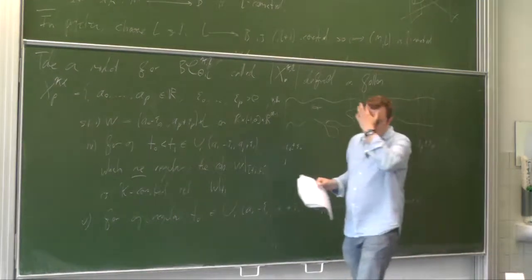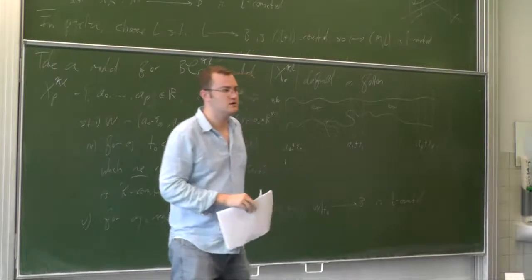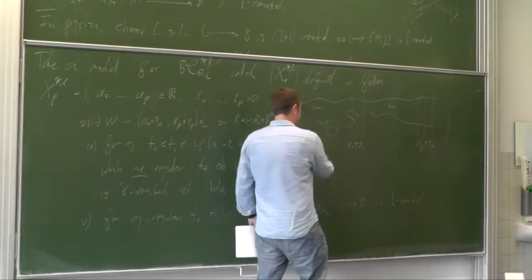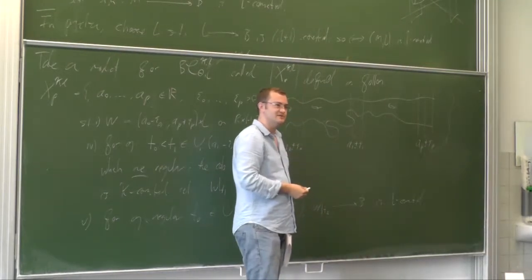Okay? I have a curious question. What are conditions 2 and 3? The things I drew, like A0 plus epsilon naught is less than A1 minus epsilon, things like that.